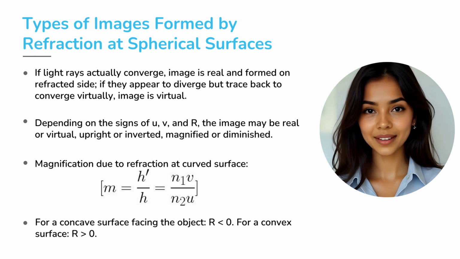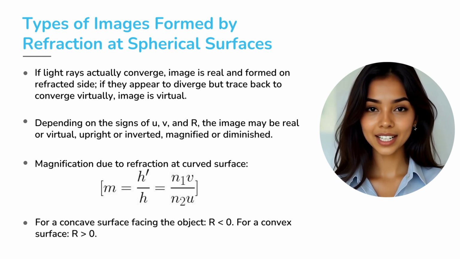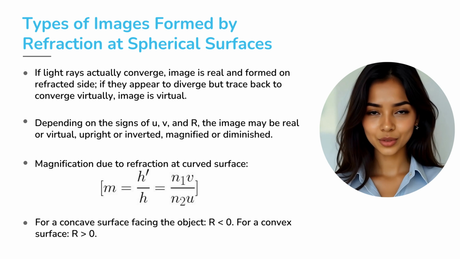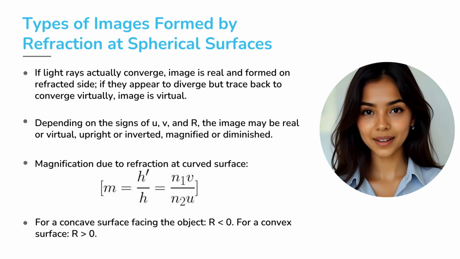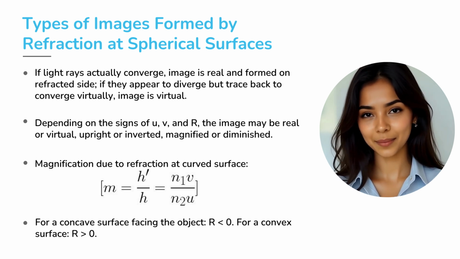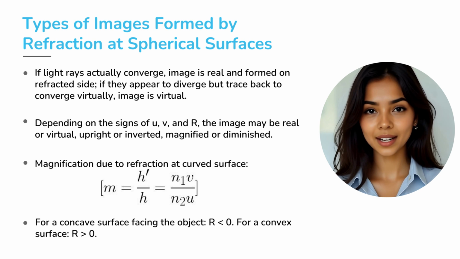But other times, the rays don't meet after refraction but seem to be coming from a point when you trace them backward. That's a virtual image, like the reflection you see in a spoon. Your image isn't really there behind the surface, but it appears so. The nature of the image, whether it is real or virtual, upright or inverted, magnified or diminished, depends on the signs of object distance u, image distance v, and radius of curvature r.